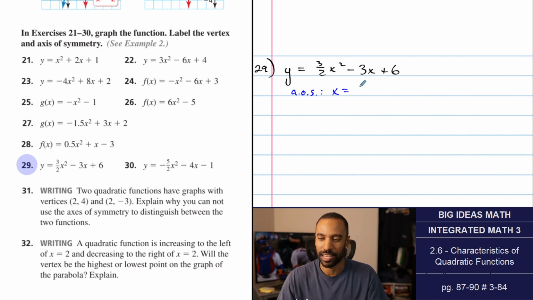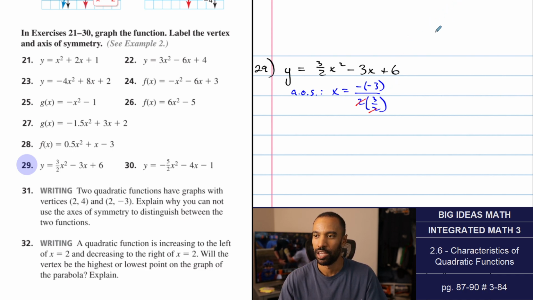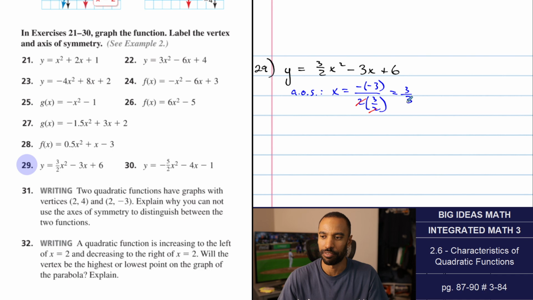Axis of symmetry, x equals negative b over 2a. Now, 2 times 3 halves is just 3. 3 over 3 cancels out there. So we get positive 3 over positive 3, which is positive 1. That's the axis of symmetry.